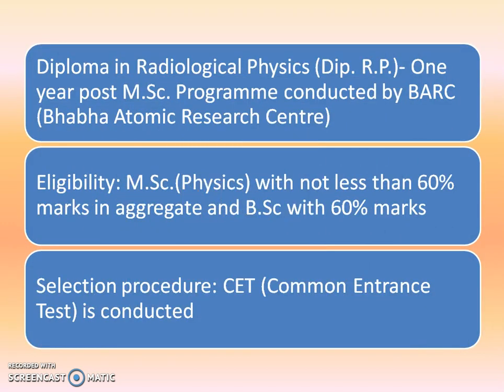So you can do a Diploma in Radiological Physics, a 1-year post-MSc program conducted by Bhabha Atomic Research Center. For this, the eligibility is MSc in physics with not less than 60% marks and BSc with 60% marks. And you have to appear for a CET exam.